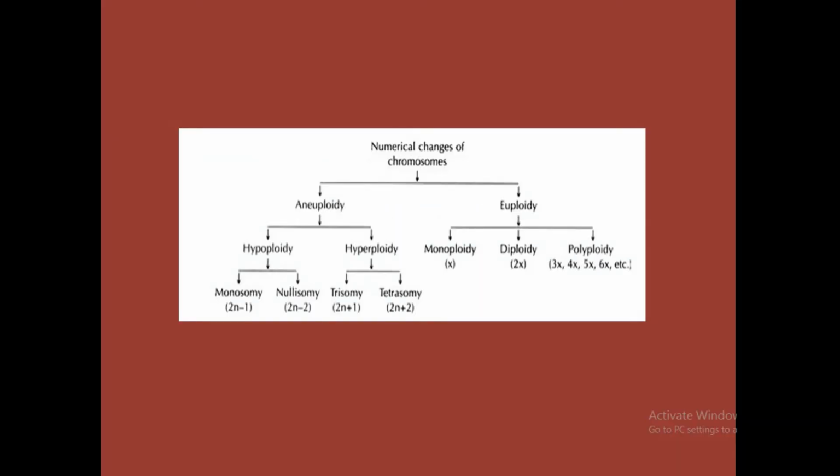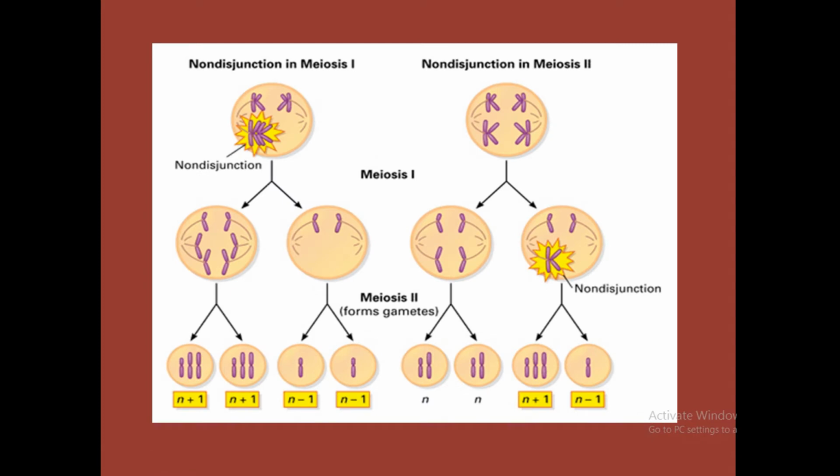So the numerical changes of chromosomes, there are two types of changes. One we call aneuploidy and one we call euploidy. Then there are divisions. There we get monosomy, allosomy, trisomy, tetrasomy. I will discuss everything in the next slides. So the causes, how this happens.